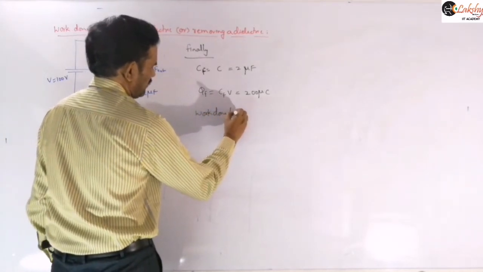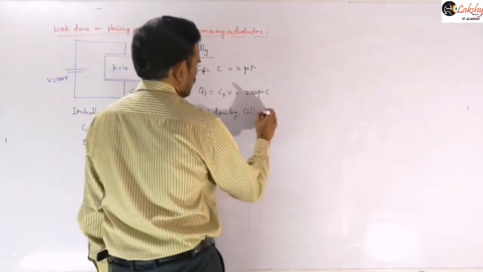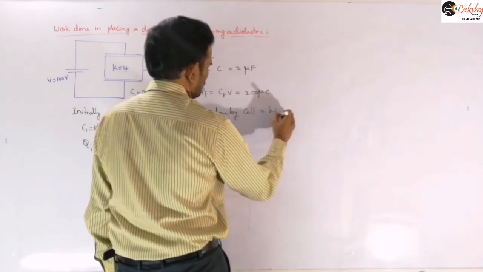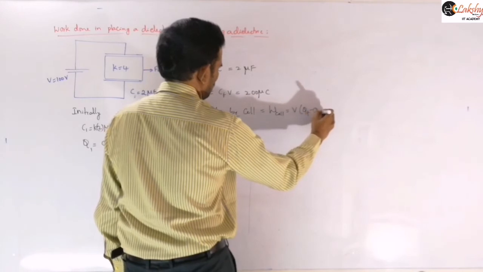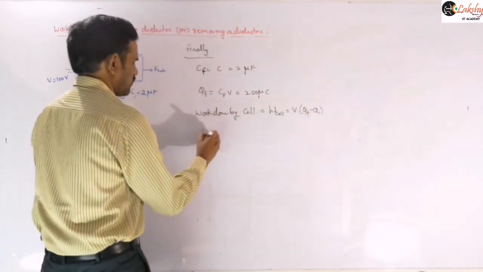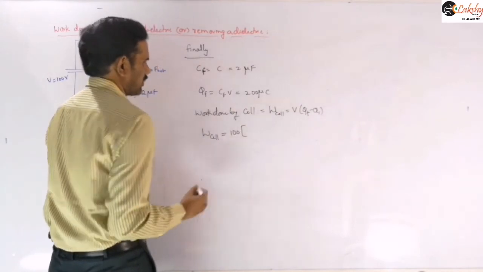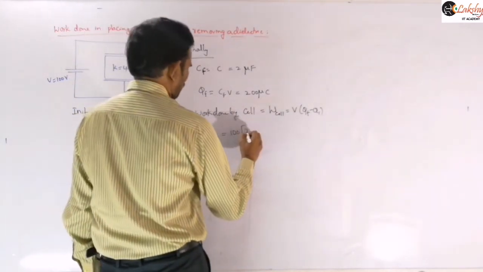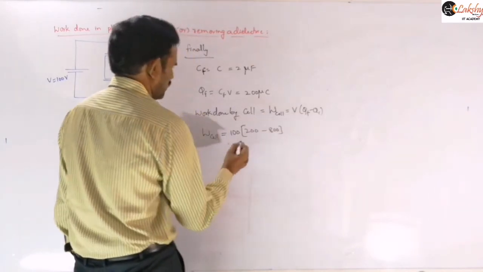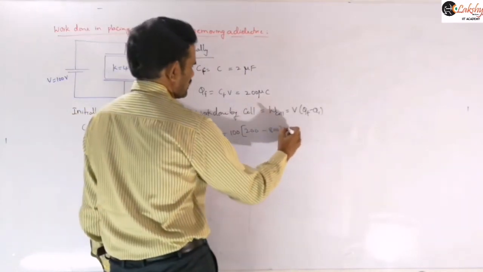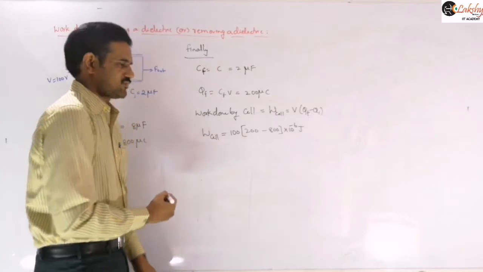Work done by cell. So this value will be equal to work done by cell is equal to V into Q final minus Q initial. Therefore this work done by cell is equal to V is 100 and Q final is 200 minus this is 800, and therefore minus 600 you will get, into 10 power minus 6 joules, because these are in microcoulombs.